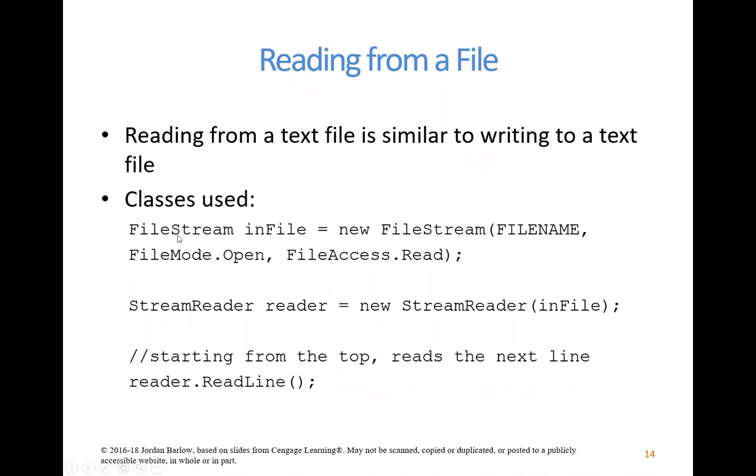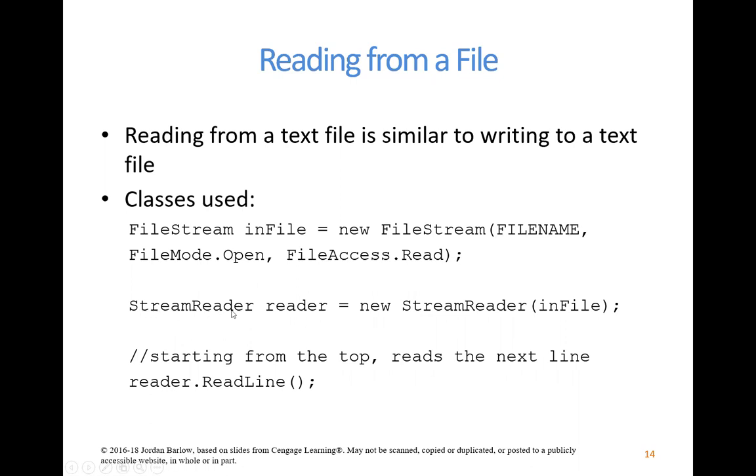Using the same syntax, we declare a file stream object and then create it using the new keyword. And then again, it has three inputs in the parentheses, the file name. This time, instead of the file name where you want to save to, it's the file name where you're opening from. And now the file mode is open and the file access is read.